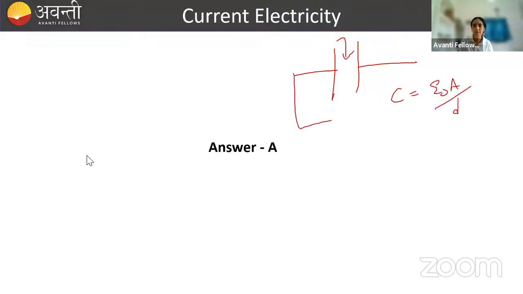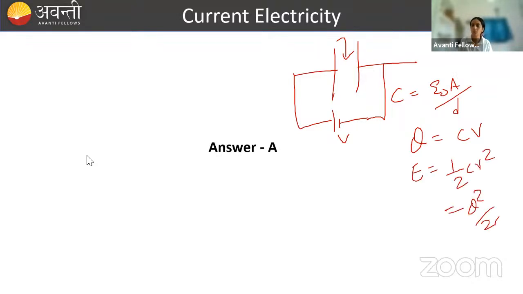अगर तुमने इसको बैटरी से कनेक्ट किया है जिसका वोल्टेज V है, चार्ज ऑन कैपेसिटर विल बी CV and what will be energy on the capacitor, half CV square. इसको Q square by 2C के फॉर्म में भी लिख सकते हो. And after that what else you can do here, like what will be the potential difference here? It will be V. What will be the electric field? Electric field will be your V is ED, so electric field is V by D.